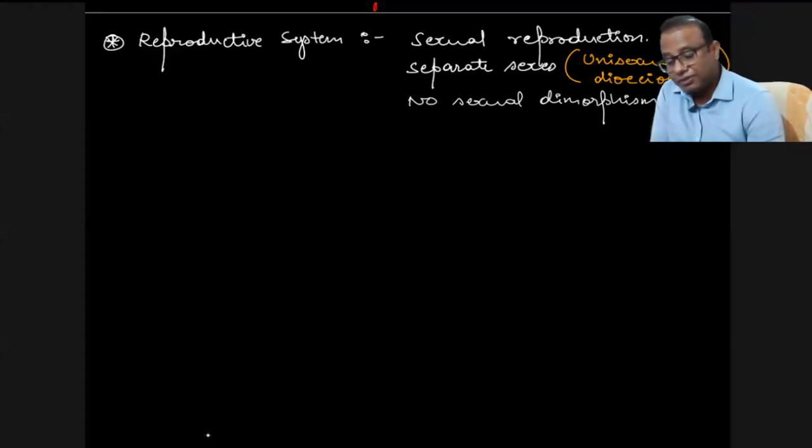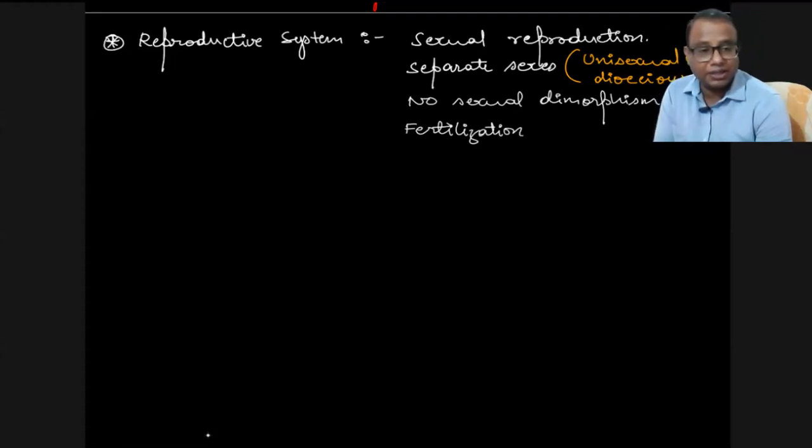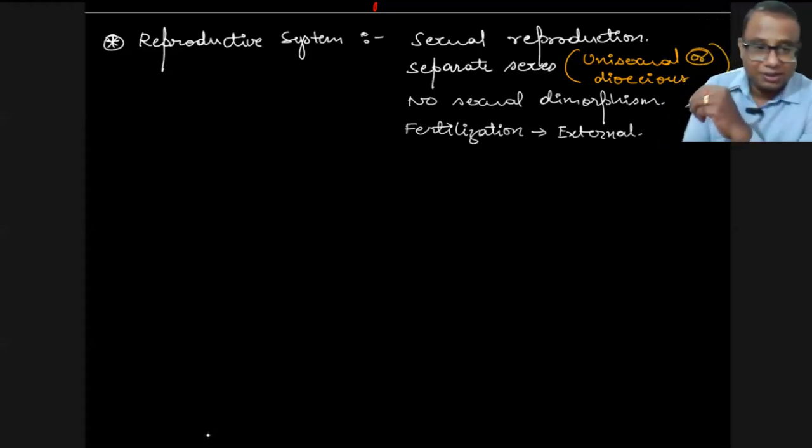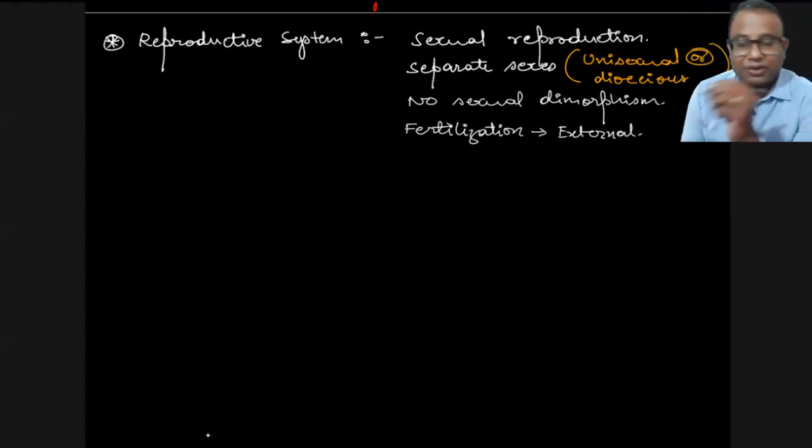Right, fertilization. I've told you in aquatic forms, generally fertilization is external. Okay, so fertilization is external. Okay, but this is not a rule. Can you give me one exception for this? Earthworms. No, no, the animal has to be marine, aquatic. Okay, but it should show internal fertilization.